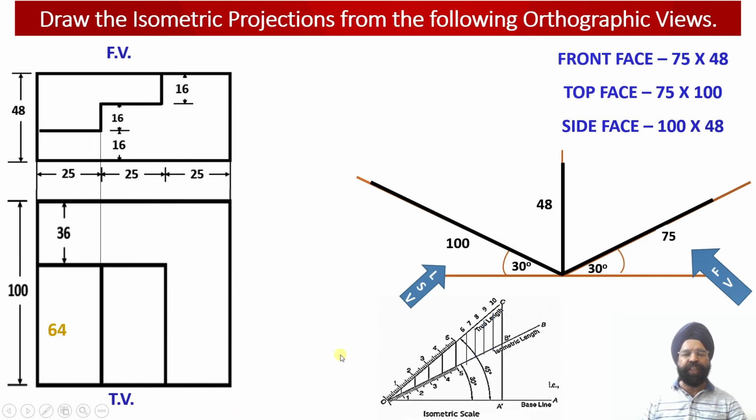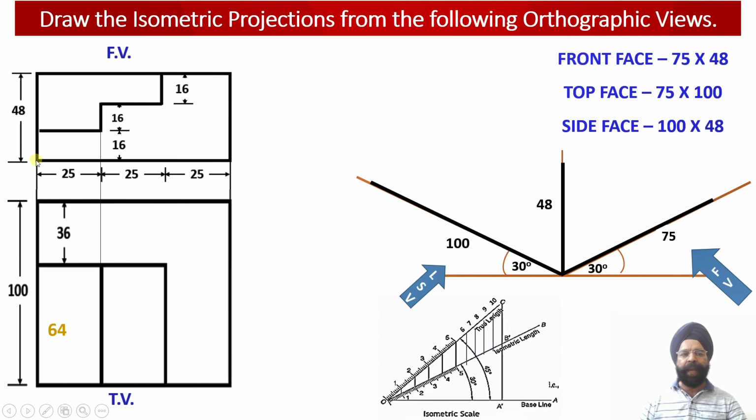As we look at this particular solid, we find that there are three steps involved in it, and since the total height of the solid is equal to 48 millimeter, all these three steps have equal height, that is equal to 16 millimeter, whereas the length of each step is also equal, which is equal to 25 millimeter. Right? So this is the construction of the three steps.